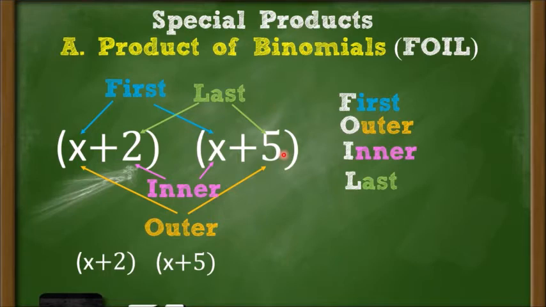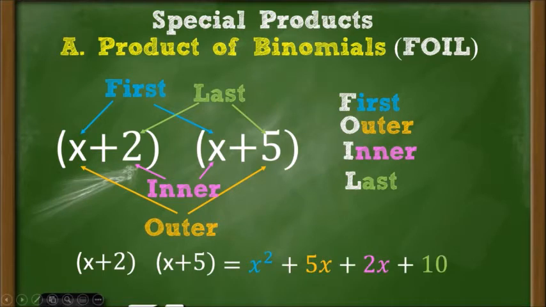Then for the inner terms, that's 2 and x. So the answer is 2x. And finally, our last terms are 2 and 5. So what's the product of 2 and 5? That's 10. So the answer using the FOIL method is, let's compare, x squared plus 5x plus 2x plus 10.